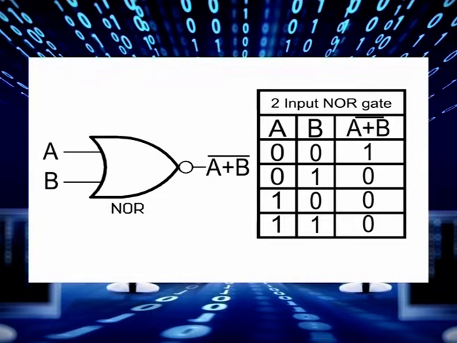Here A and B are the inputs and A plus B bar is the output. A plus B bar is nothing but the OR operation on A and B followed by the complement of the result. In the truth table, we can easily notice that the output is 1 only when both of the inputs A and B are 0, otherwise it is 0.